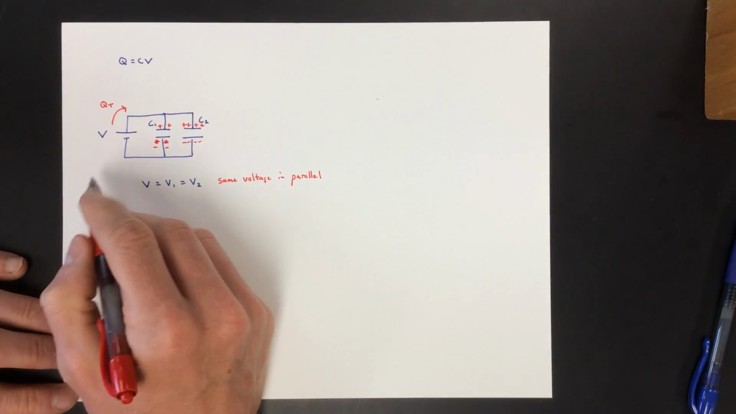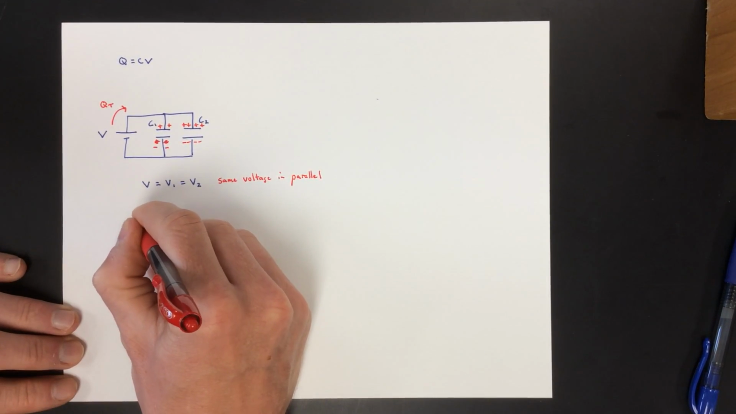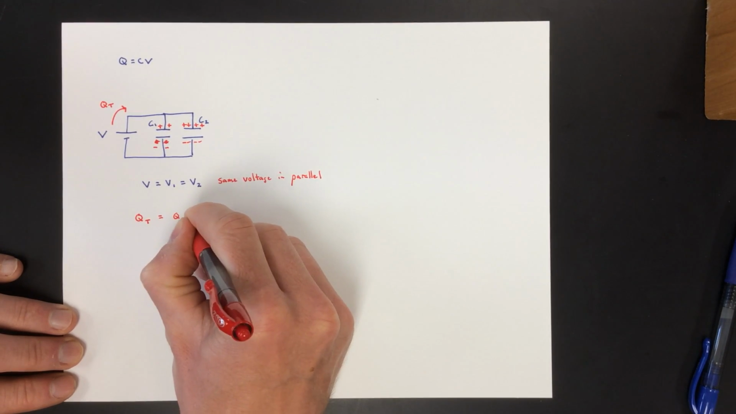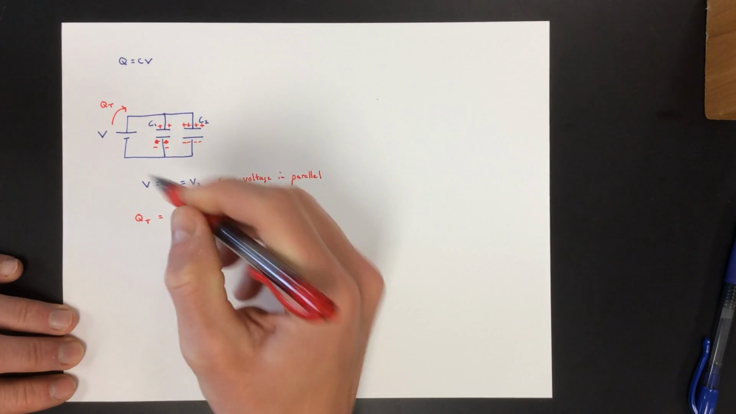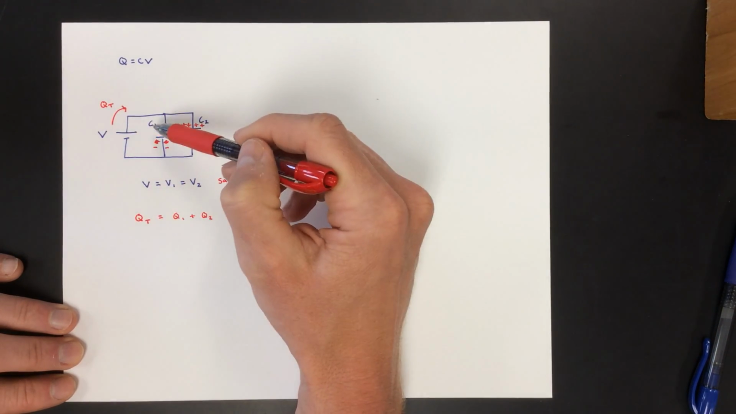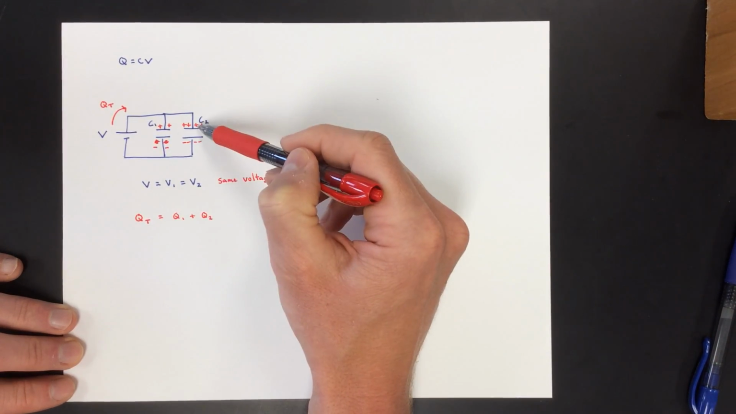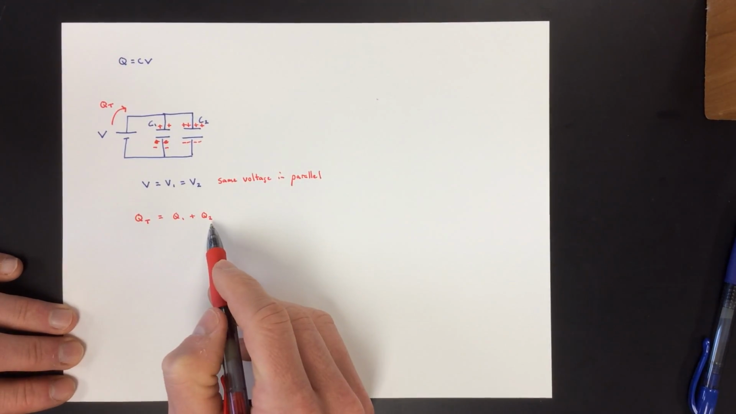But what happens? Well, think about it. The total charge has to be Q1 plus Q2. Right? The total charge that the battery supplies and separates is the combination of some of the charge goes here and some of the charge goes here. So this has to be a true statement.